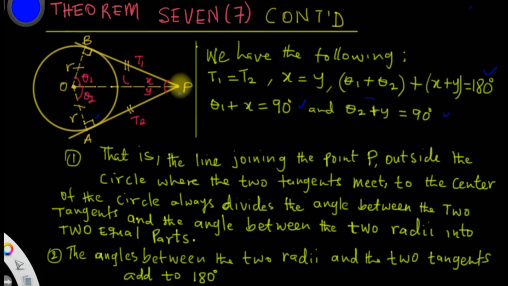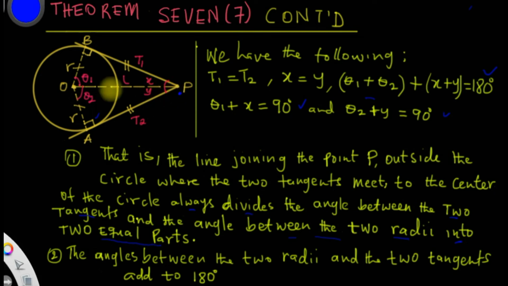to the center. So the line joining this point P outside the circle to the center of the circle always divides the angle between the two tangents, and the angle between the two radii, into two equal parts. This we have already said. So this is just a repetition. We are trying to put it in writing.